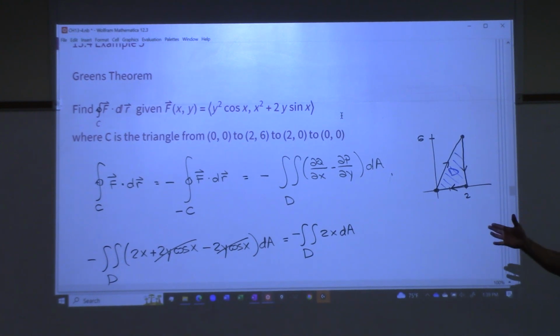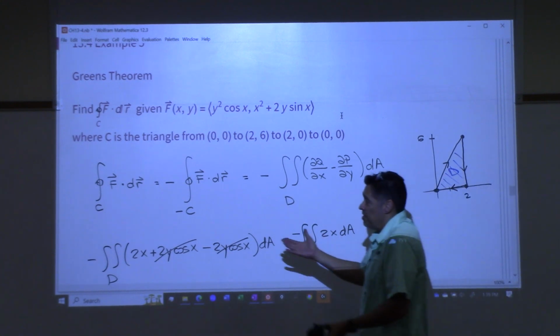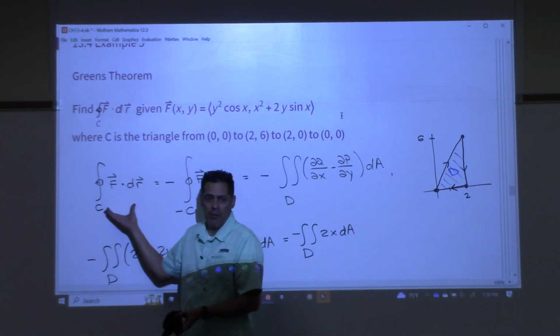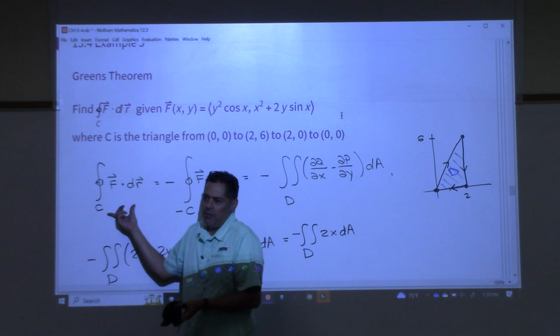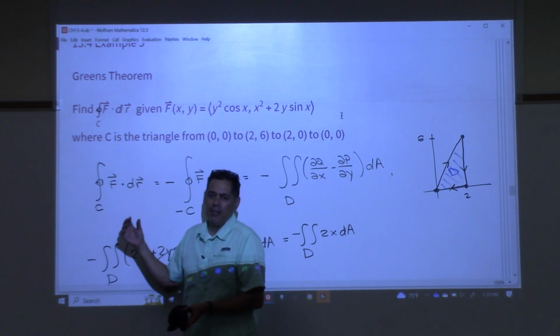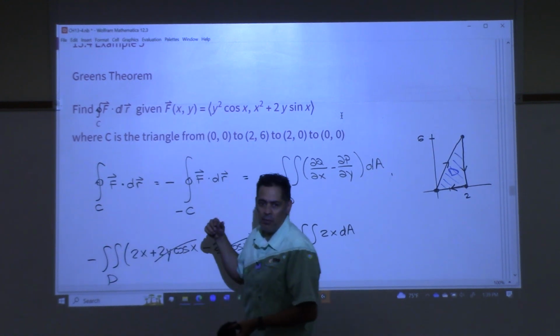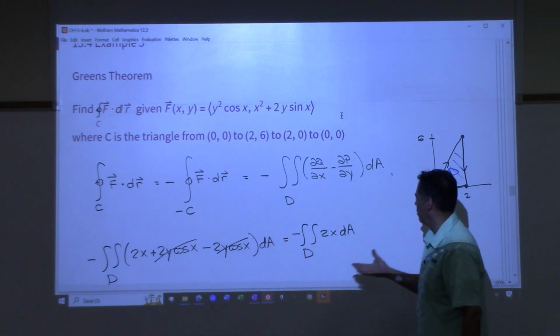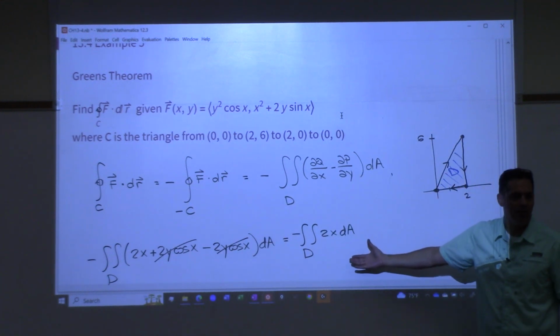We've now taken this, this is actually the work integral. So we're trying to find the work done moving an object along this path through this vector field. That's what we're doing, and it's turning out to be this double integral.